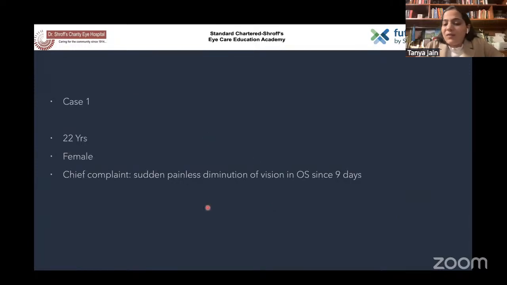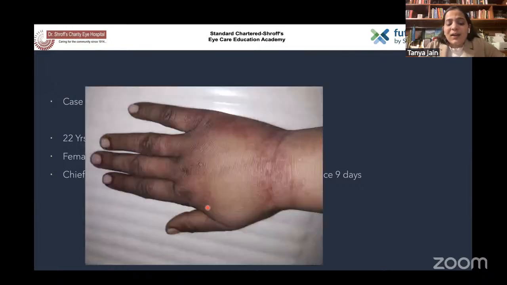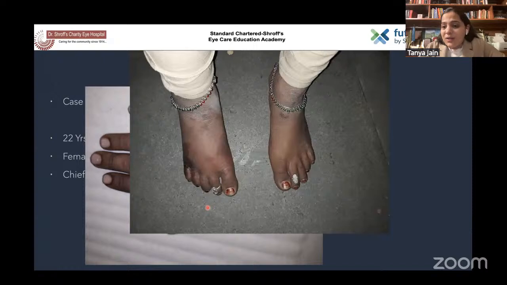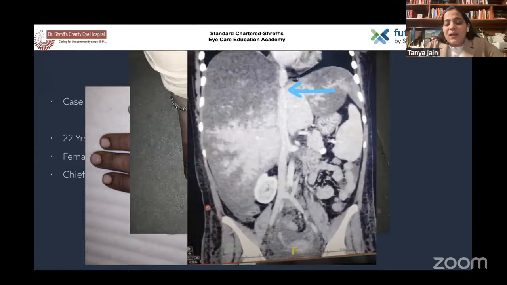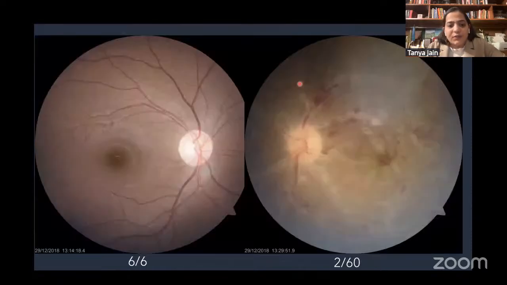So my first case is a 22-year-old female who came to us with diminution of vision in the left eye since 9 days. This patient gave a history of recurrent oral ulcers, and she also had her extremities which look like this. So there's a lot of pruritic rashes on her hand, pruritic rashes on her feet, and her angiogram shows an IVC, which is your inferior vena cava obstruction.